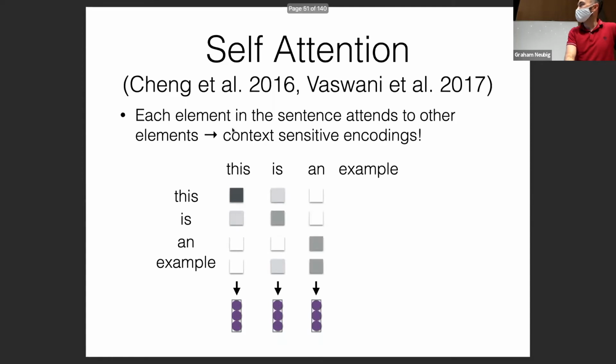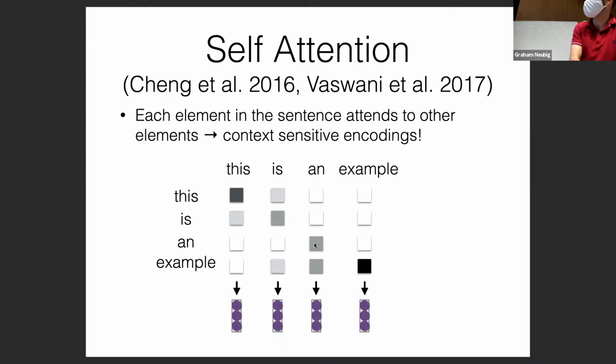If we have this is an example, we might want to calculate the value of this, or the vector for this. What we could do is attend to this is an example and take the weighted average of these vectors here to calculate the value of this. For is, we might calculate the attention values, take the weighted average, and do other examples like this, and example.